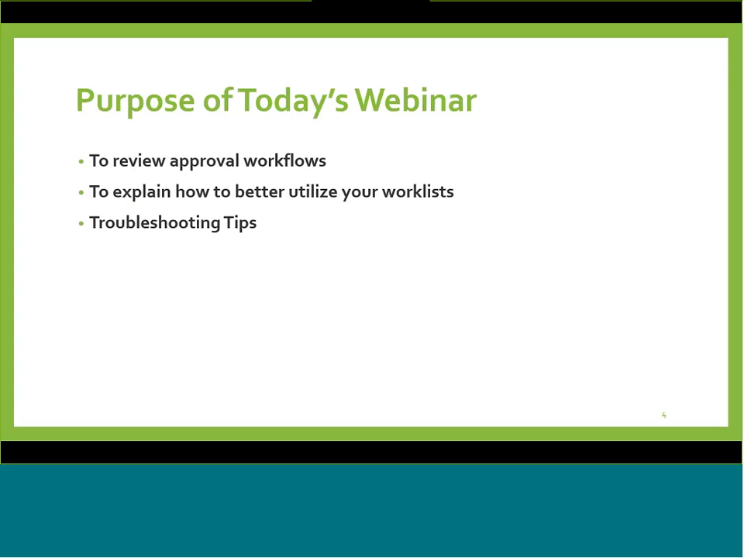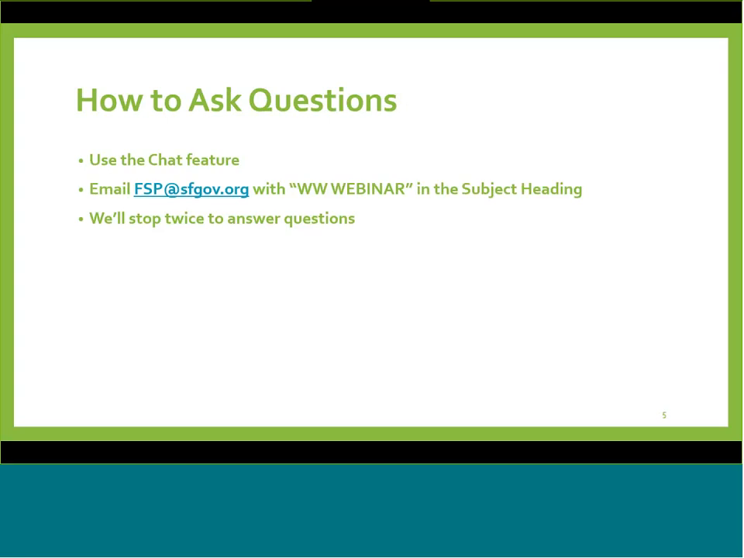So again, we're going to review our approval workflows, and we're going to explain how to better utilize your work list, and then we're going to give you a few troubleshooting tips. So here's how you ask questions. You can use the chat feature, and Brandon is monitoring that, and he'll come in during our question period and tell us what the questions are, and we'll go through those.